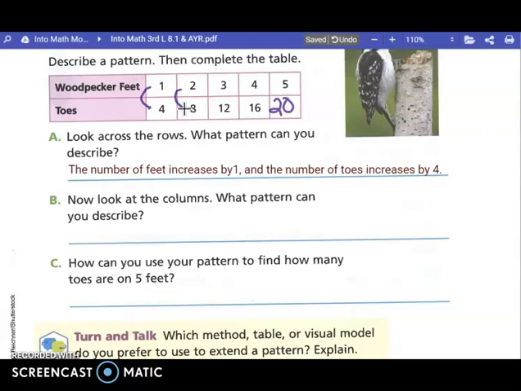What did we multiply 2 by to get 8? 4. Is 1 times 4, 4? Is 3 times 4, 12? Yes. 3, 6, 9, 12. Is 4 times 4, 16? Yes. So what pattern do I see? All of them are multiplied by 4. The number of feet.